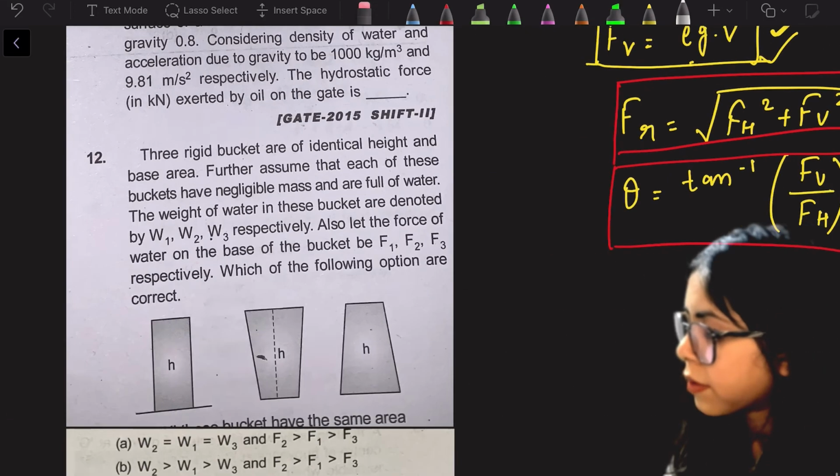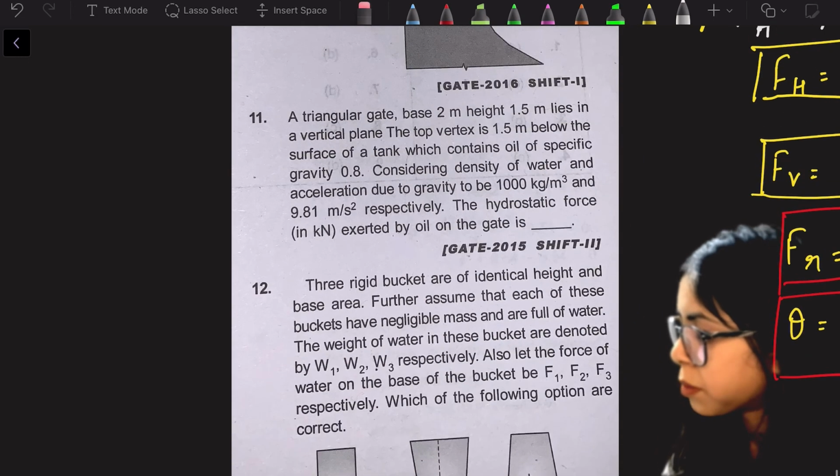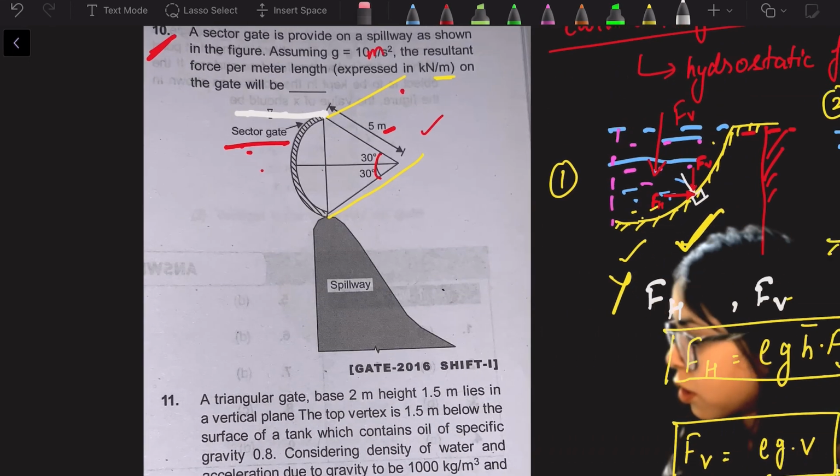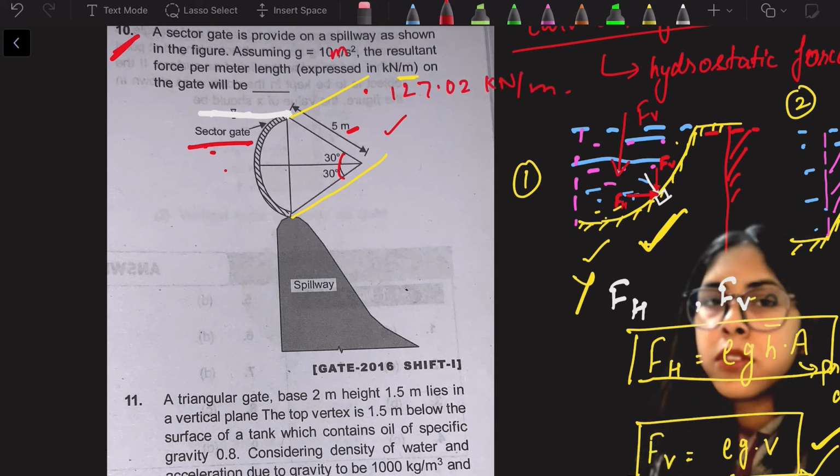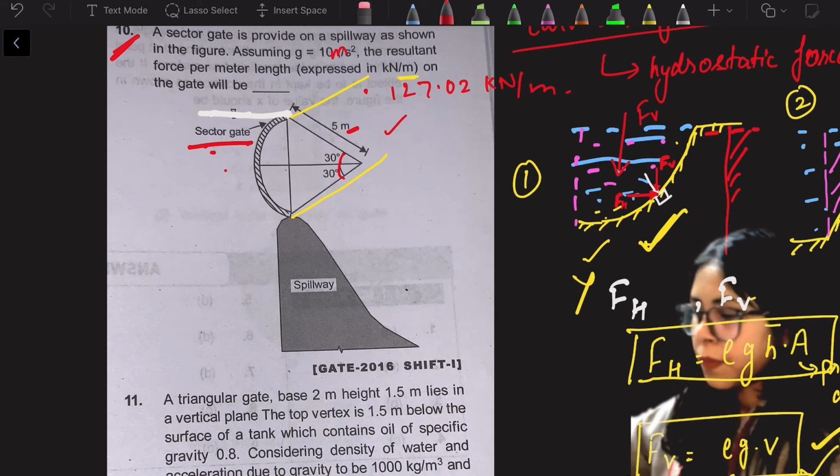So let's see if there is any option. There is no option, I guess. Yes. So the answer is 127.02 kilonewton per meter. So like this you can do the question number 10.